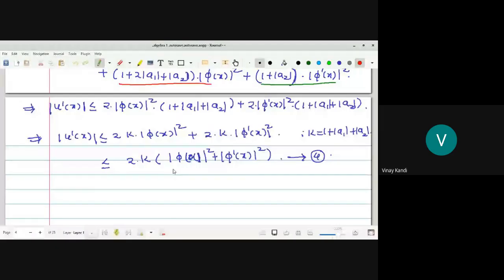Okay. Can you see the screen? Yes, sir. Okay. So in the previous lecture, we stopped here.